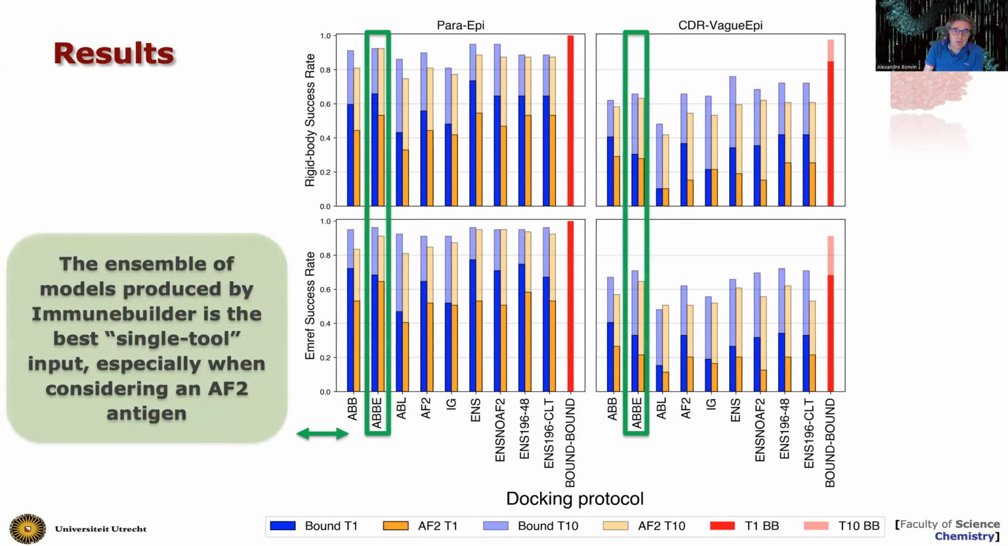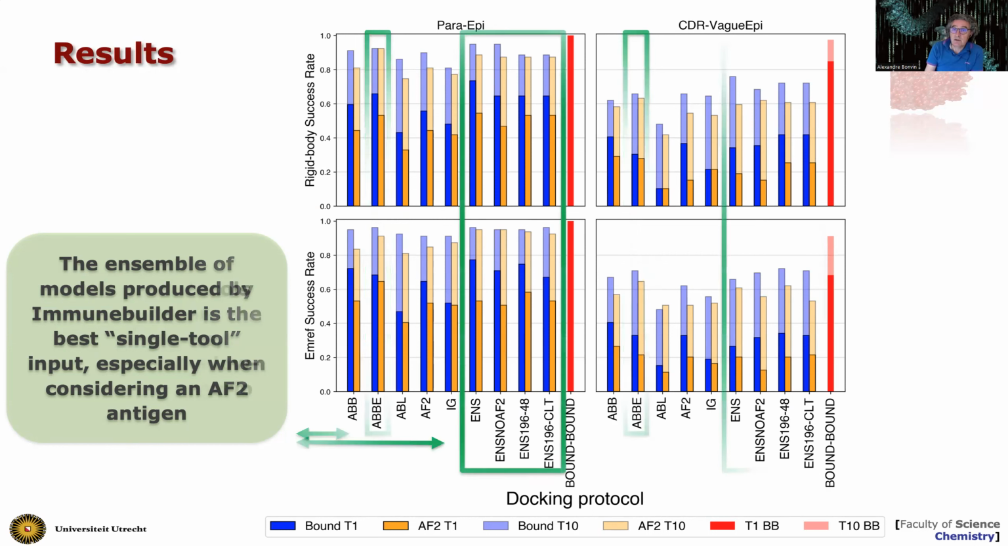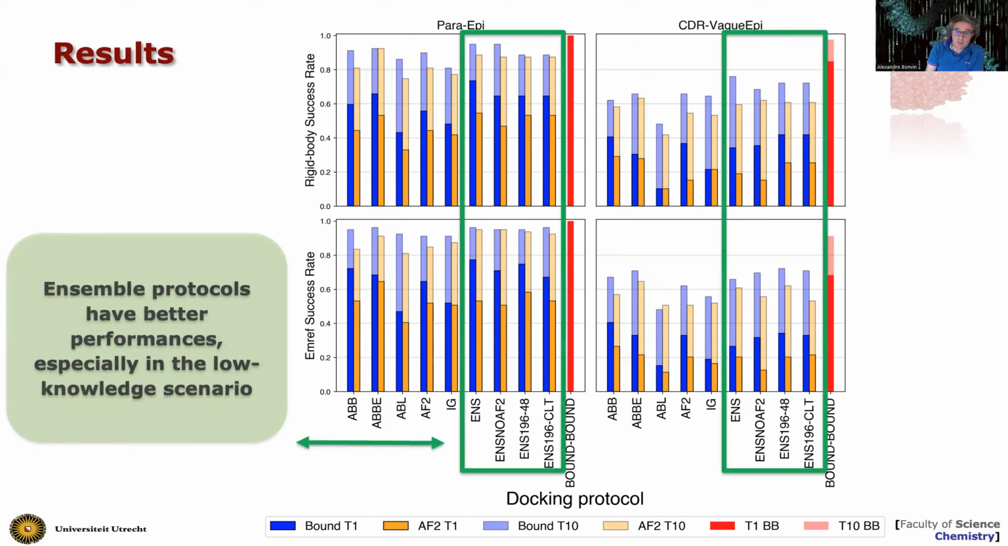So first of all, Immune Builder is one of the AI methods that gives you the best models. And that's nice because Immune Builder runs in seconds, while AlphaFold will require GPUs and take tens of minutes to make a prediction. So the fast method works very well. That's nice. The other conclusion that we can draw from these results is that if you combine models from different approaches, and use the ensemble docking capabilities of HADDOCK, you are doing a better job. So we get a higher success rate.